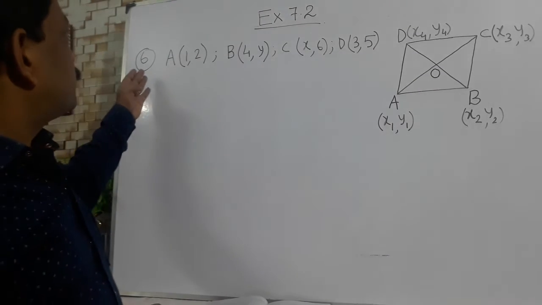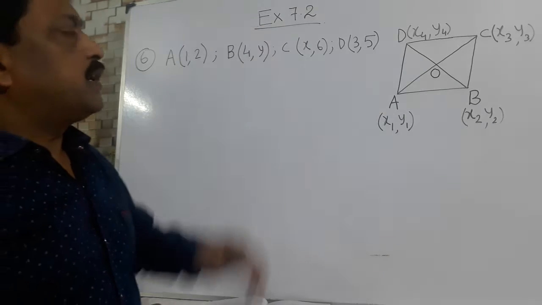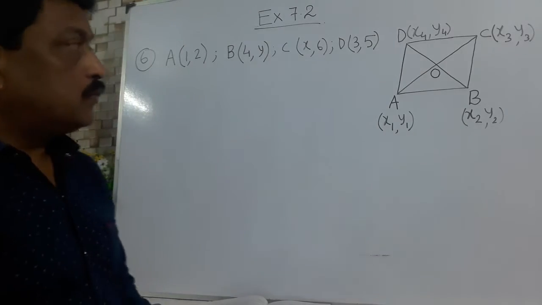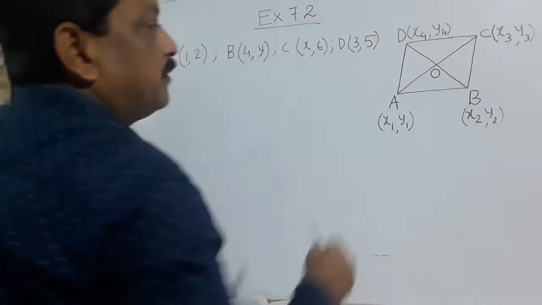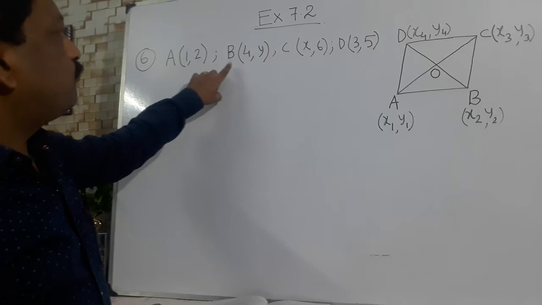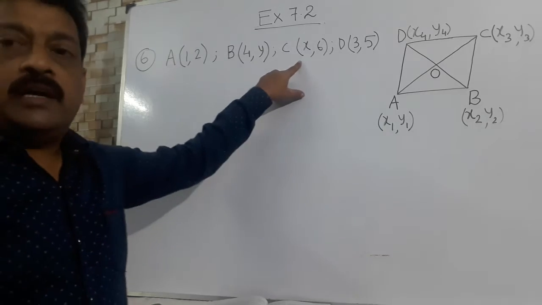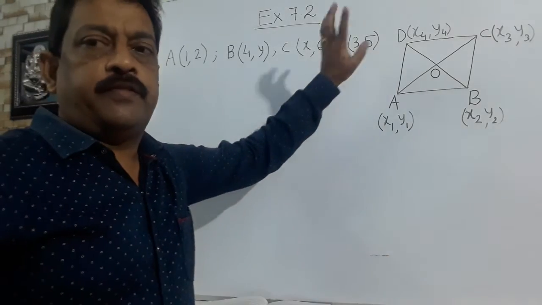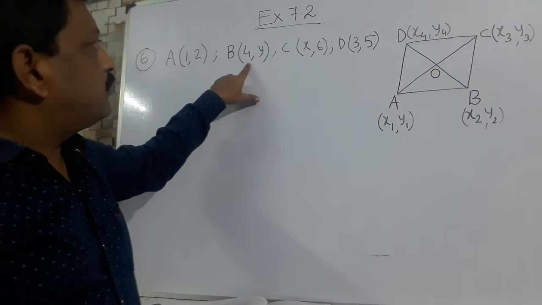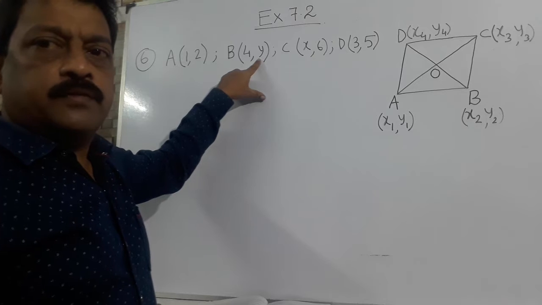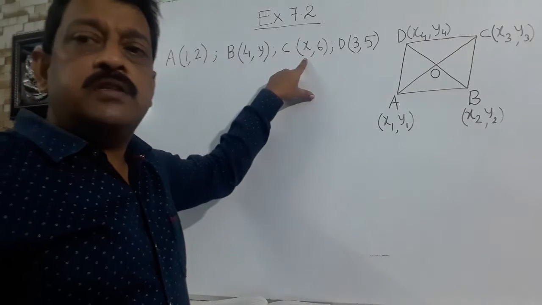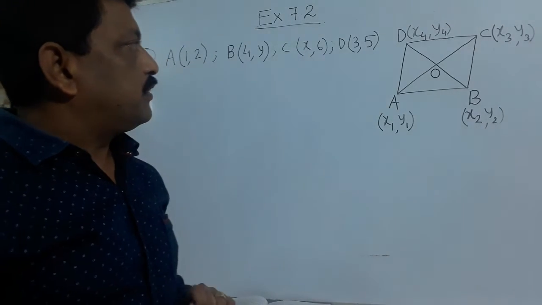This is question number 6 from exercise 7.2 from the NCERT textbook of class 10. The question is: ABCD is a parallelogram whose coordinates are given like this. A is (1, 2), B is (4, y), C is (x, 6) and D is (3, 5). Now you can see that the x coordinate of B is given but the y coordinate is not given. Similarly, the x coordinate of C is not given but the y coordinate is given.